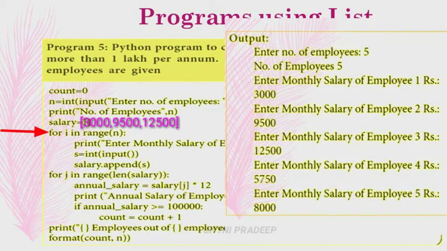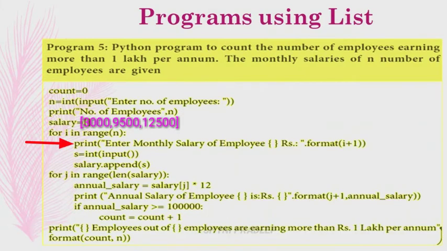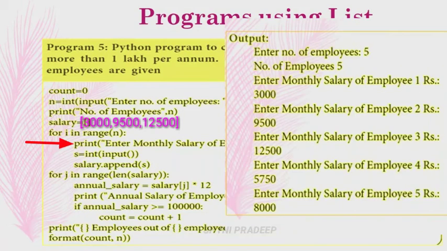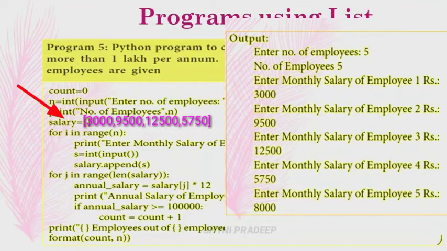Next, again go to the for loop. Now next position is what? 3. You have to generate the list up to 4. So now index position is what? 3. So see, print enter monthly salary of employee. i plus 1 means 3 plus 1, 4. Employee 4 rupees. You have to enter the fourth employee salary, that is 5,750. So you entered the salary and that salary is added in the salary list. So now 4 salaries are added in the list. So length of the salary list is what? 4.